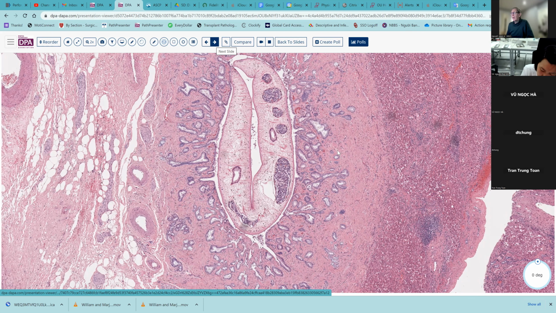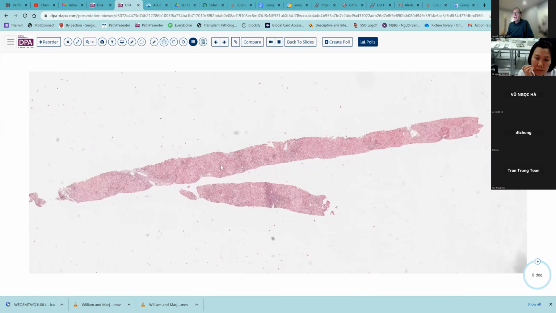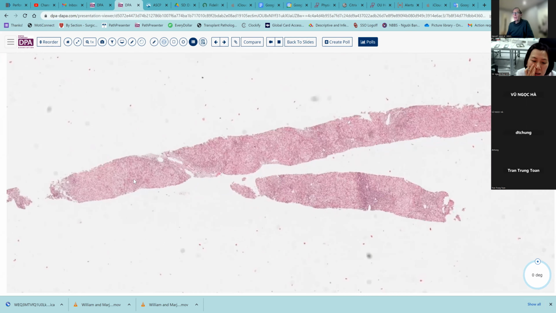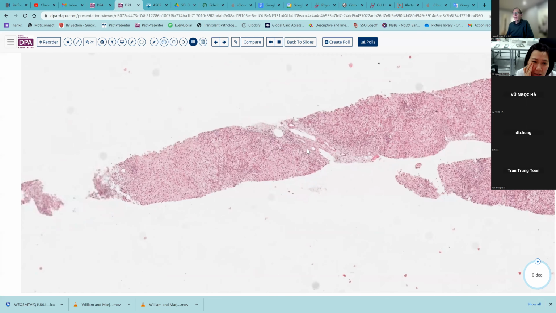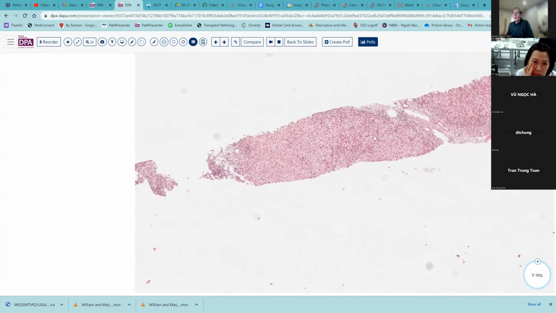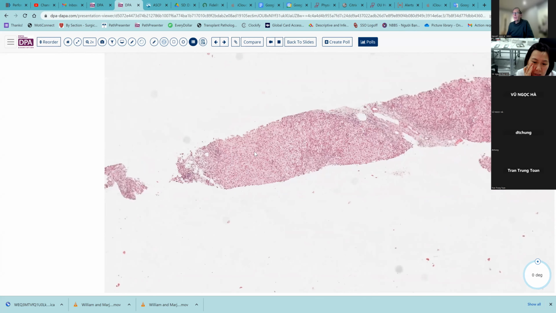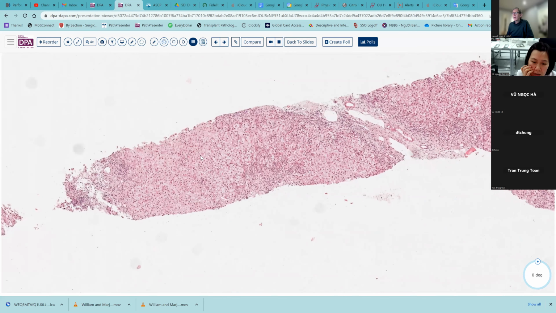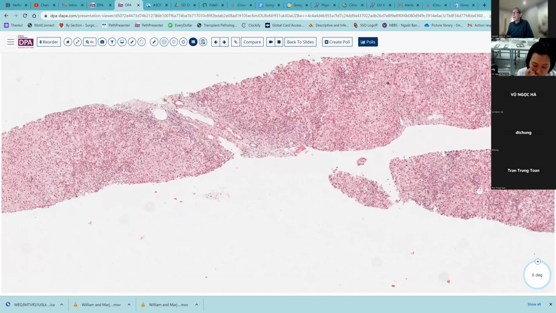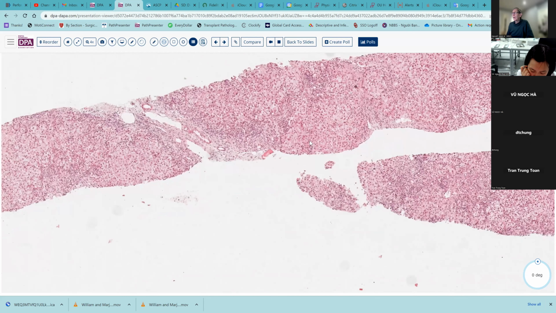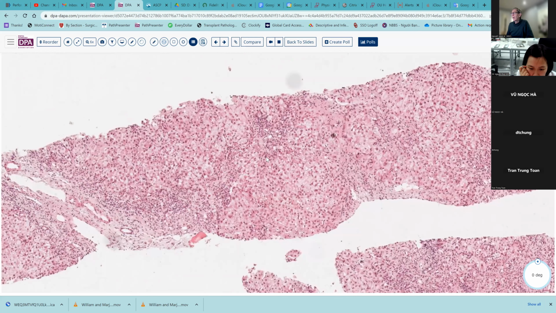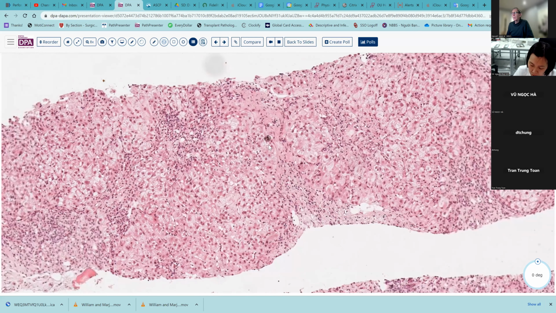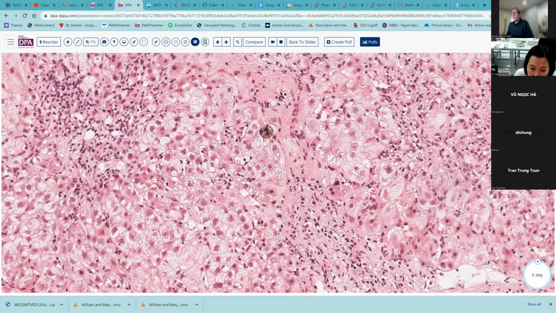Well, while we're on that topic, here's another liver biopsy where the patient had some symptoms, and there was some concern about what was going on in their liver. As you can see, it's a little bit of inflammation here. And as we look through here, there's one little structure here. It looks a little bit funny, not clear what that is.